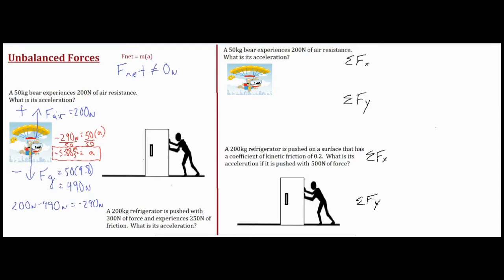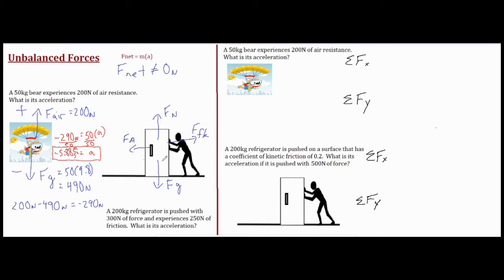For our second diagram, we have a little bit more going on here. As usual, we're going to draw our diagram. We have Fg pulling straight down as usual, Fn pushing up perpendicular as a surface is supporting it, Fa from the person pushing it, and Ffk, the force of kinetic friction opposing the slide. So in the description here, it says there's a 200 kilogram refrigerator and it's pushed with 300 newtons of force and experiences 250 newtons of friction. What is its acceleration?